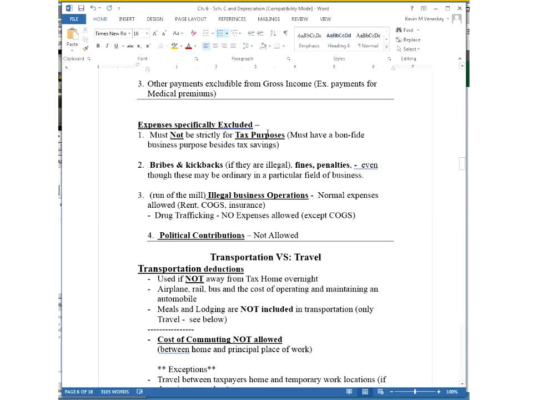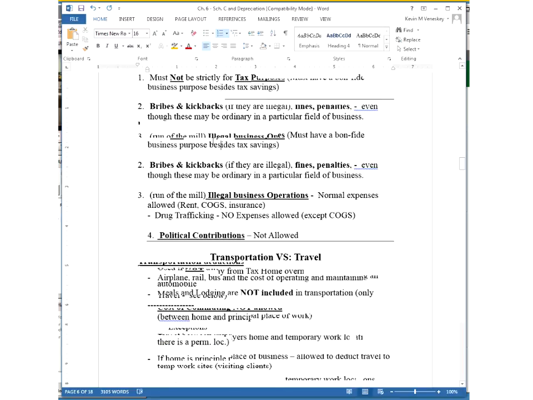You can't deduct it. You can't deduct something that you specifically do and only do for tax purposes. It needs to have some type of business reason besides, as I say here, saving money on taxes. There are some things out there that people are pretty creative and do, and the only reason they do them is to take money off on their taxes.